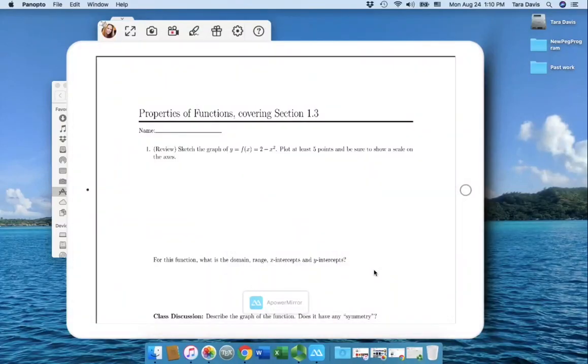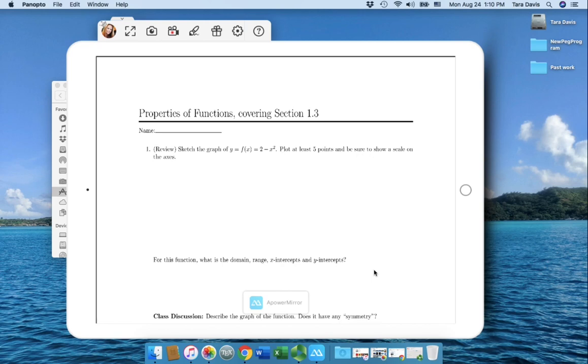This is the lecture for section 1.3, properties of functions, specifically symmetry properties. So let's begin with a review of what we did last time, sketching the graphs of functions.